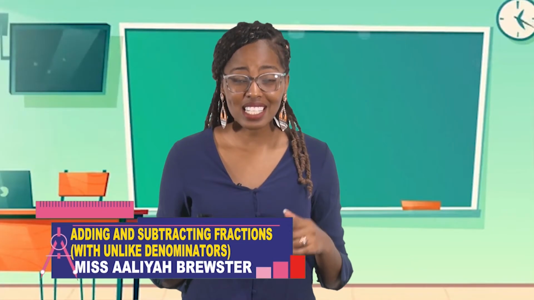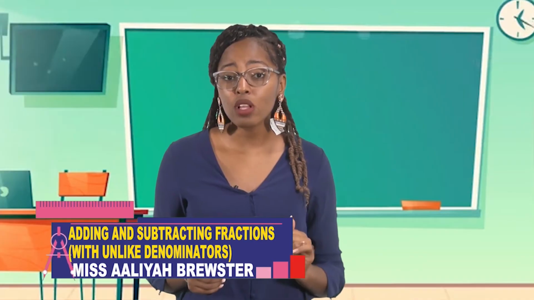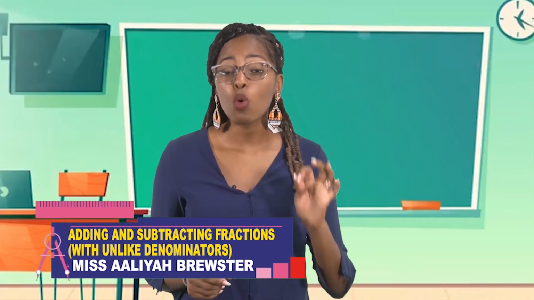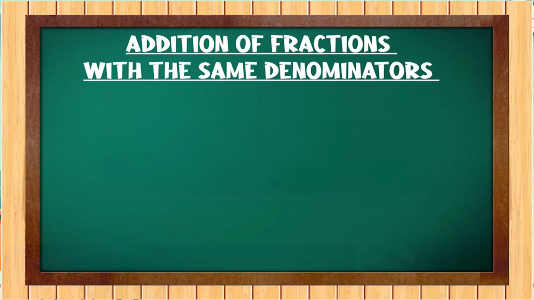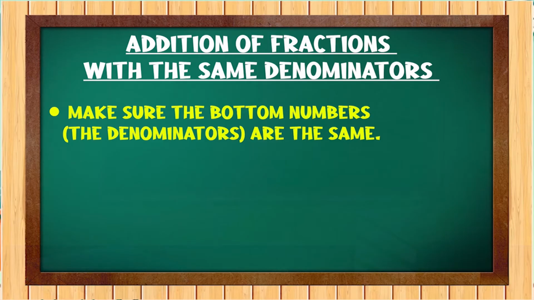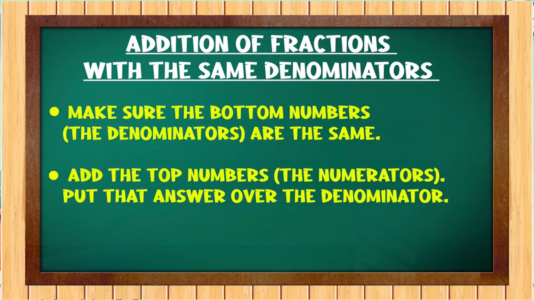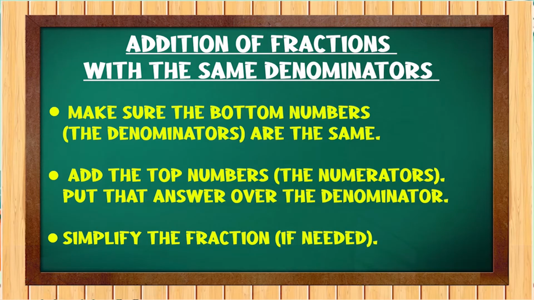To begin today's lesson, we're going to do an example of how to add fractions with similar denominators. To do this, it's quite simple. We can look at it in 3 steps. Step 1, make sure the bottom numbers or the denominators are the same. Step 2, add the top numbers or the numerators, put that answer over the denominator. And step 3, simplify the fraction if needed.